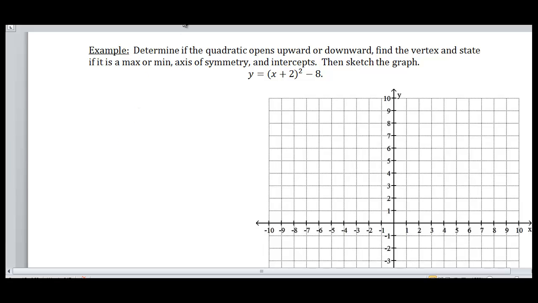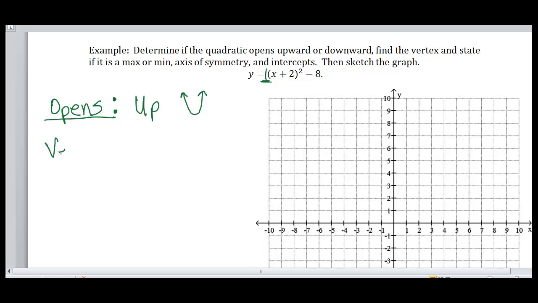I'm going to start with determining how the parabola opens. The number that's out front in front of this (x plus 2) squared is a positive 1. Since that is positive, I know that my graph is going to open up. And so when I graph, I need to see something that looks like that. If my points don't line up like that, then I've done something wrong.